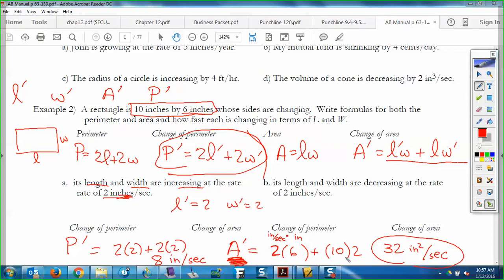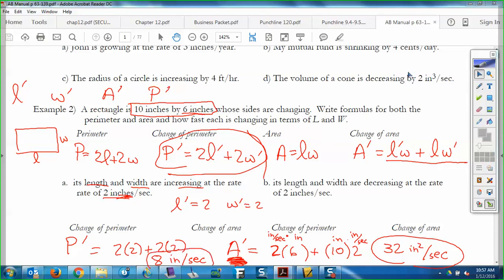Okay, and same thing. Now, I know in physics and science class, a lot of times they make you write the units on all your numbers. I'm not going to make you write your units on all the numbers. You have to have the right units at the end. Okay, if you want to write them, that's not a bad idea. 10 was inches, 2 was inches per second. So we get square inches per second. So at that instant in time, now notice we didn't have to use the 6 and the 10 here, right? So the perimeter was changing at the same rate all the time.